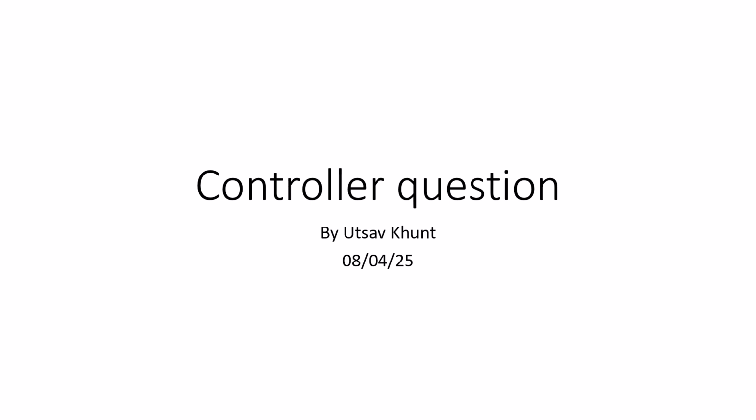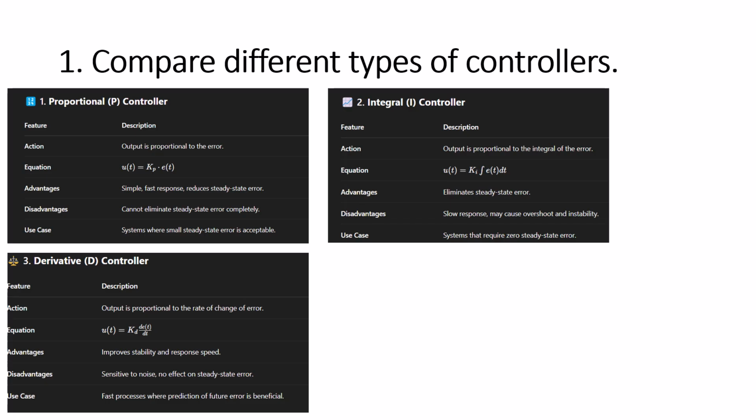So first we have the proportional control. Basically the proportional controller is called P controller for short. In a P controller, the output is proportional to the error.